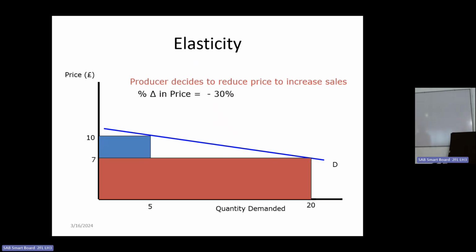Quantity demanded changes significantly with a reduction in price. So the percentage change in the price is 30%, and the percentage change in demand is 300%. How much is the price elasticity coefficient?